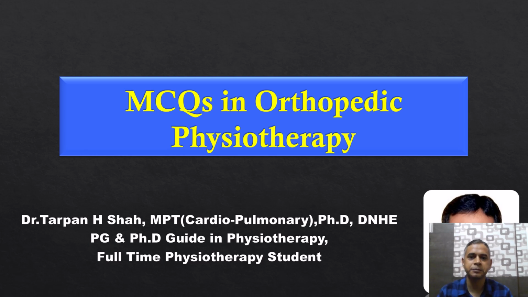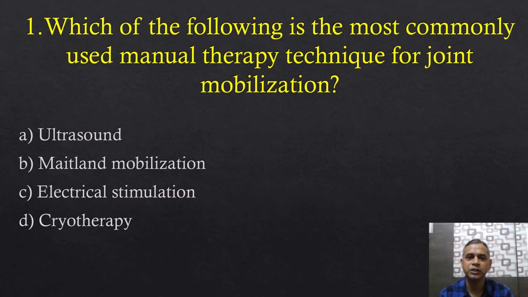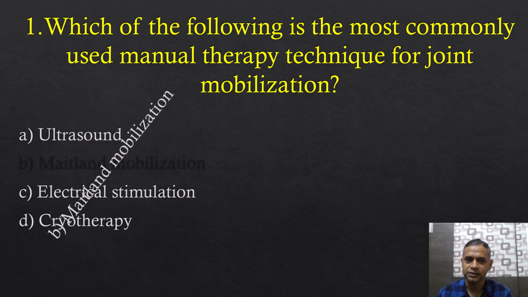Today we'll see the MCQs in orthopedic physiotherapy. Let's see the first one. Which of the following is the most commonly used manual therapy technique for joint mobilization? Your options are ultrasound, Maitland mobilization, electrical stimulation, cryotherapy. So the correct answer is Maitland's mobilization.